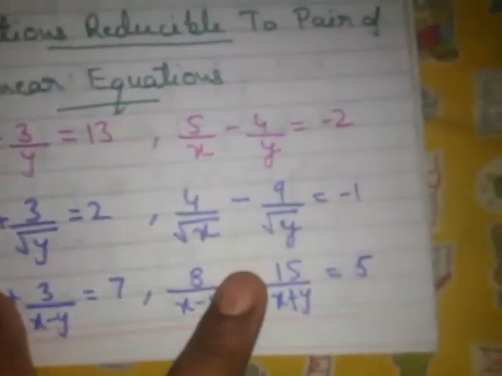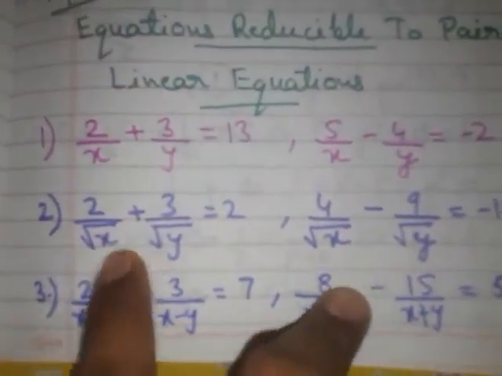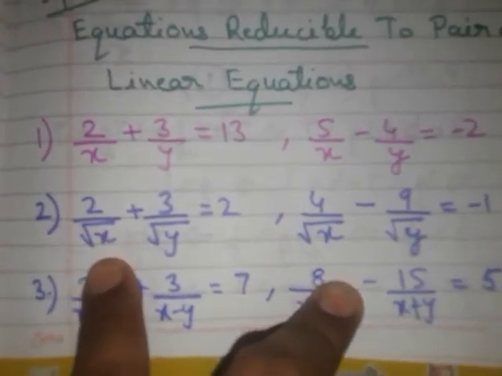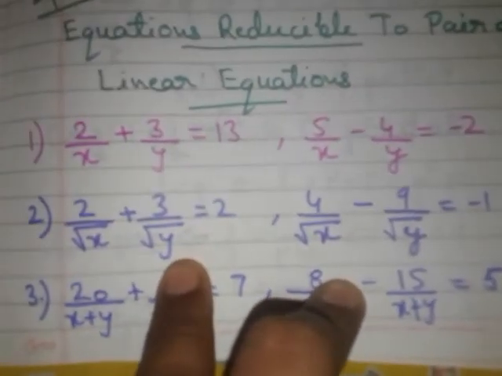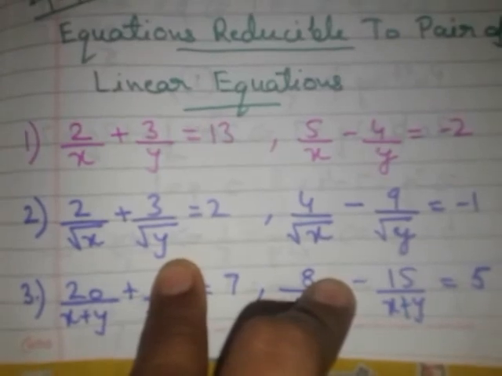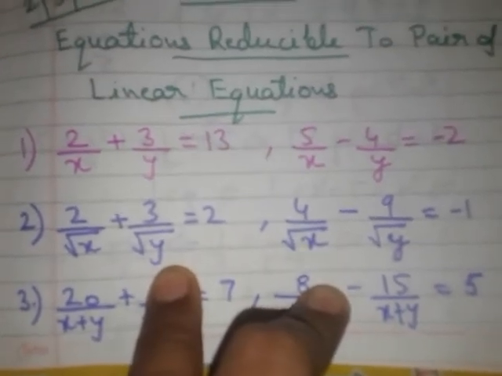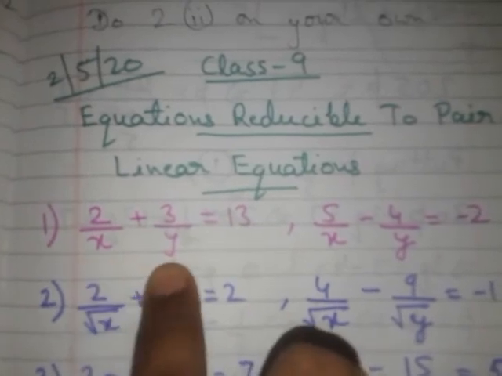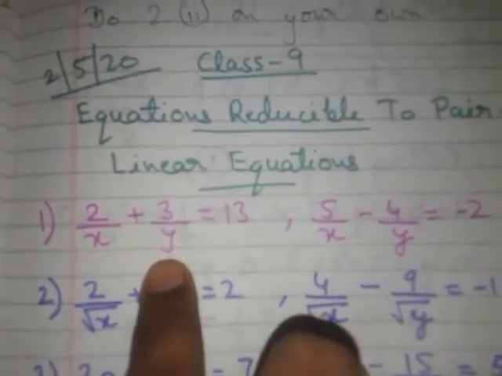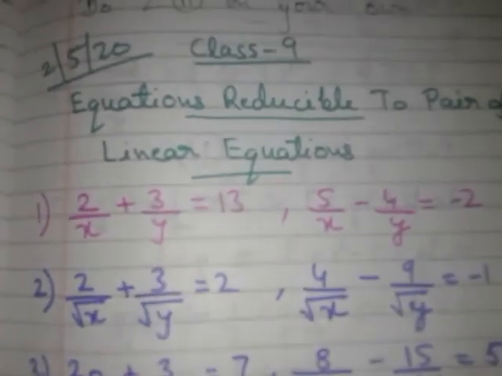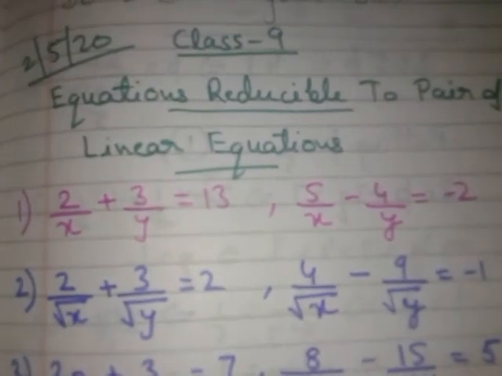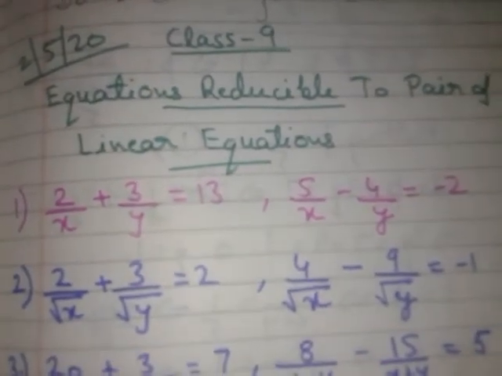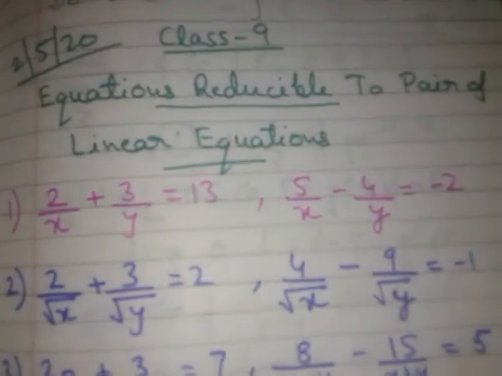Similarly, in this example, we can assume 1 upon root x is equal to p and 1 upon root y is equal to q. Here, 1 upon x is equal to p and 1 upon y is equal to q. Do these substitutions, reduce the given equations to a pair of linear equations and solve them. The next exercise is based on this.